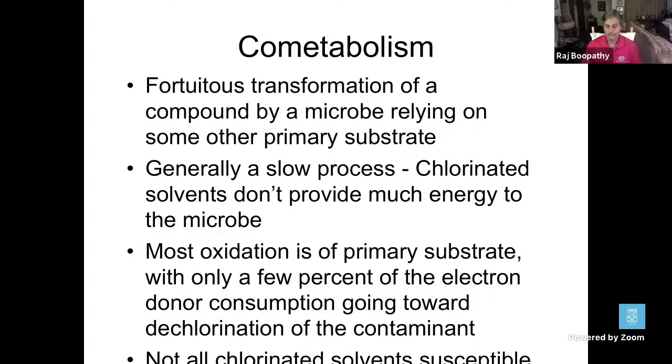We call that weed bacteria, like a weed. So you want to make sure that you promote the organisms that you want, that carry out your particular dechlorination, dehalogenation reaction.